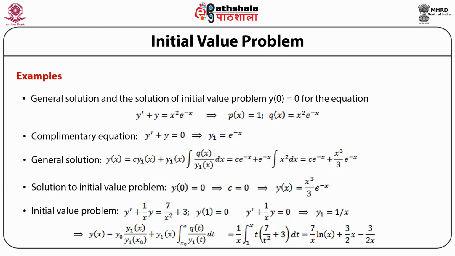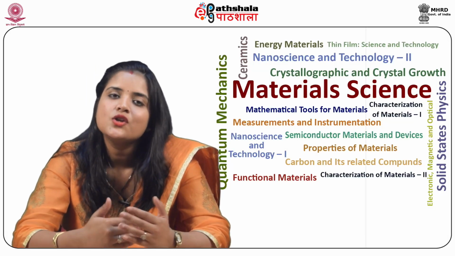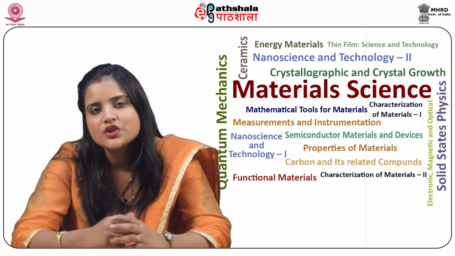So the equation is equal to 1/x times the integral of t into (7/t square plus 3) dt within the definite limits 1 to x. This is equal to (7/x) natural logarithm of x plus (3/2) x minus 3/(2x). Next we proceed towards nonlinear equations.